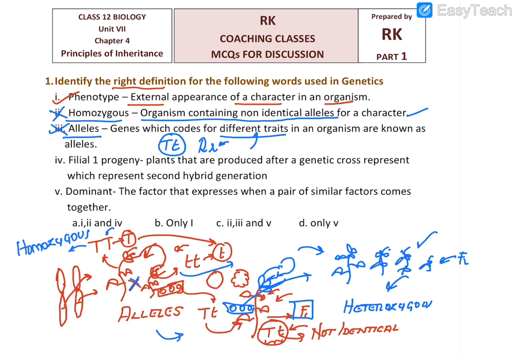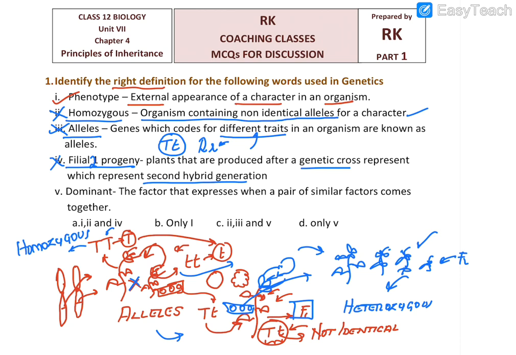Generation. So here, filial 1 progeny or F1 generation is plants that are produced after a genetic cross, it is correct. If it represents the second hybrid generation, then we are going to write it as filial 2 progeny. That's why even this one is wrong.